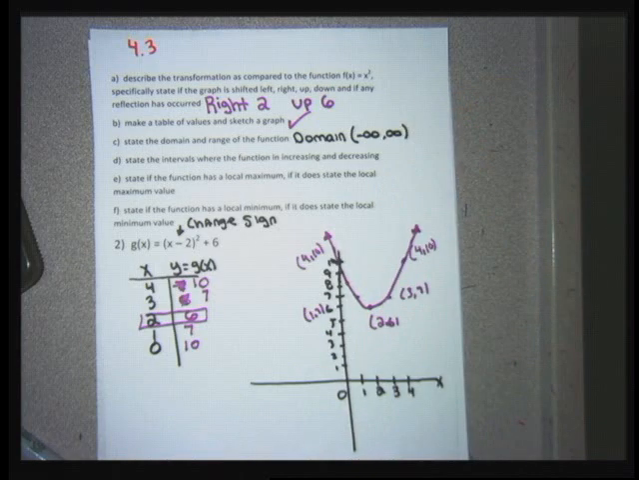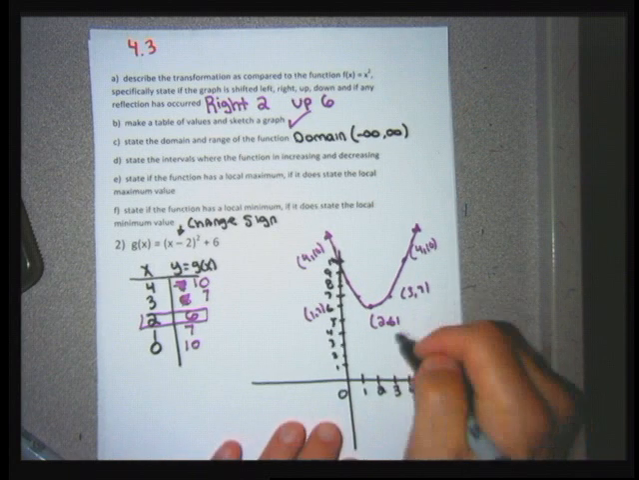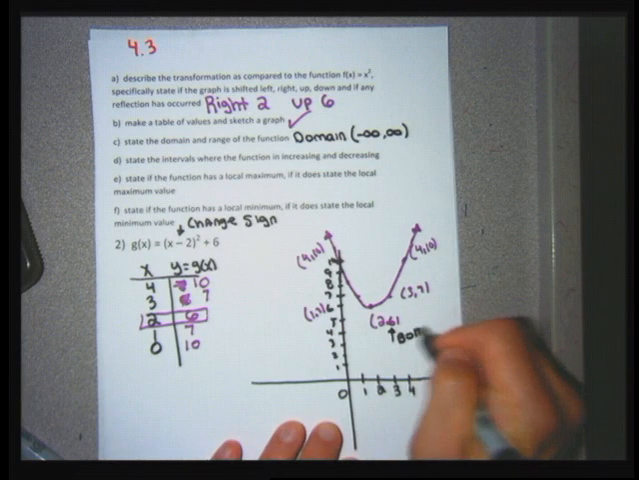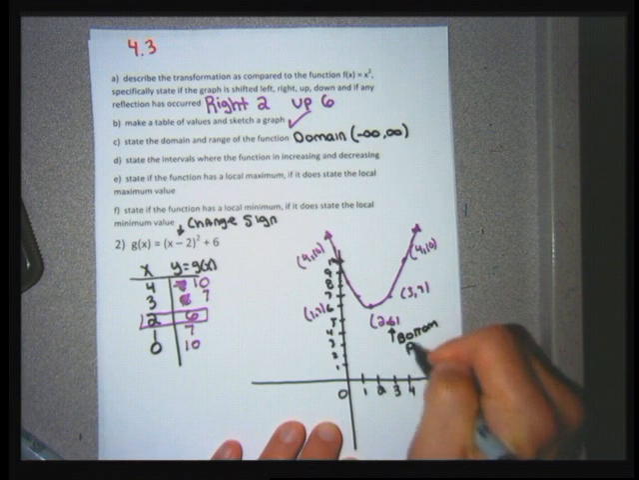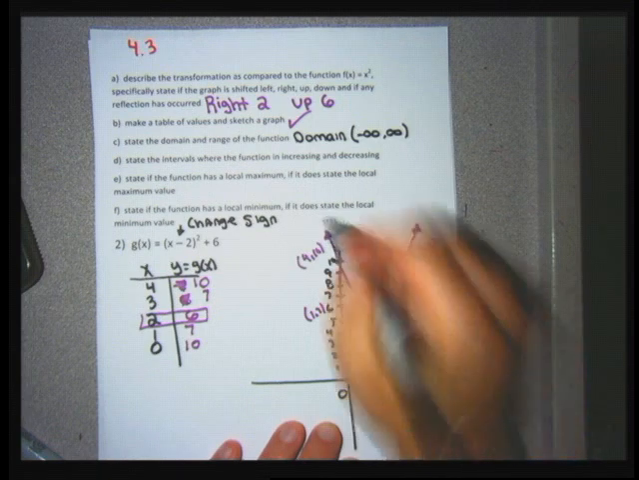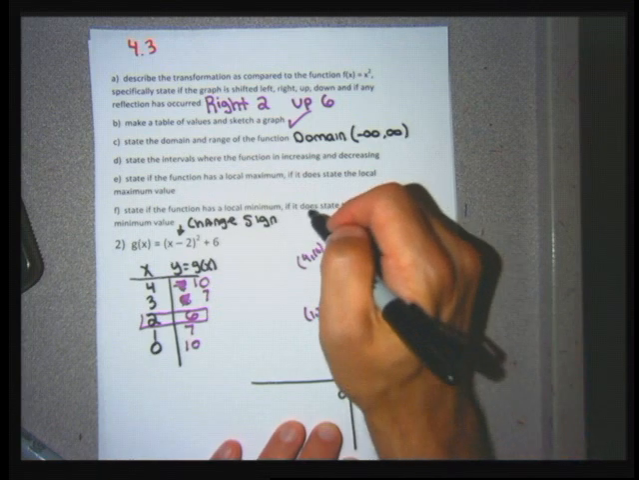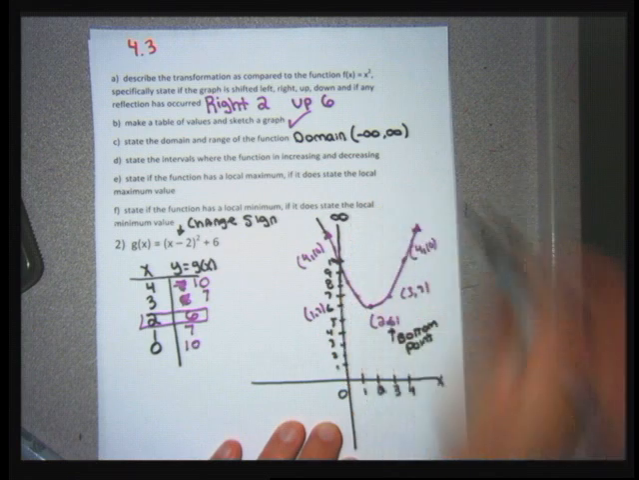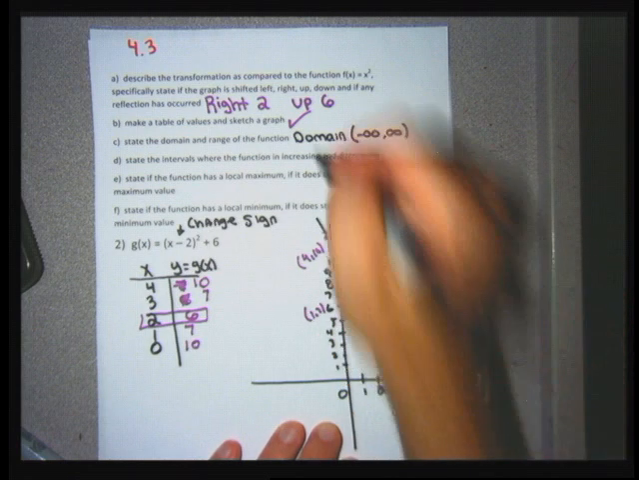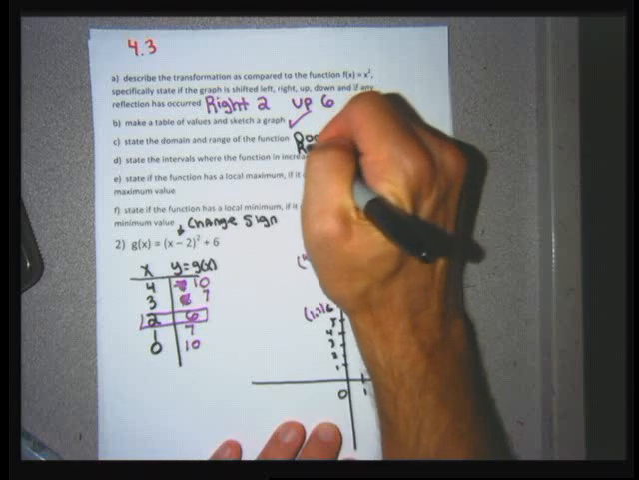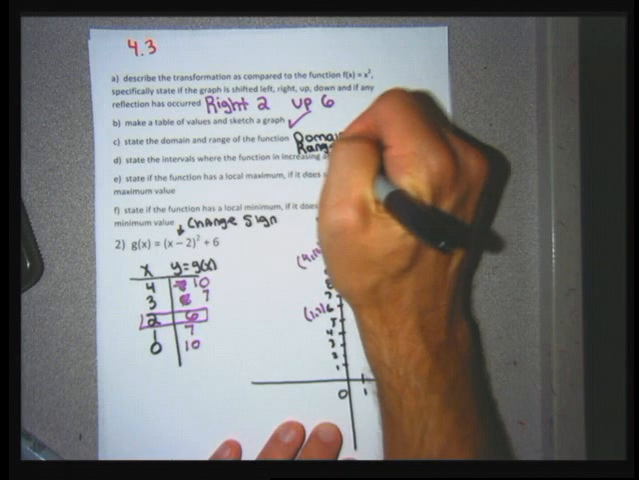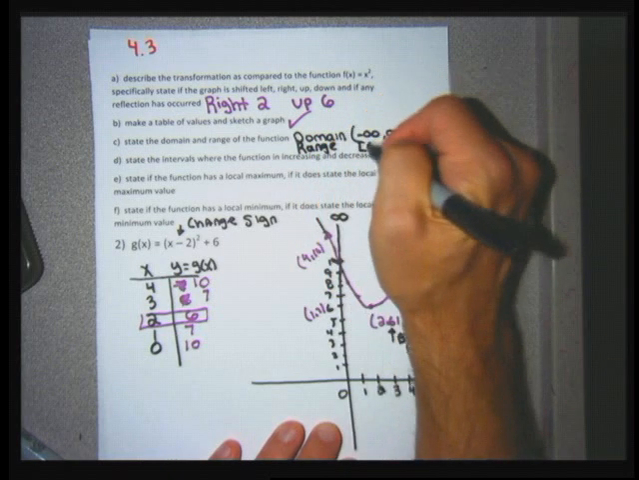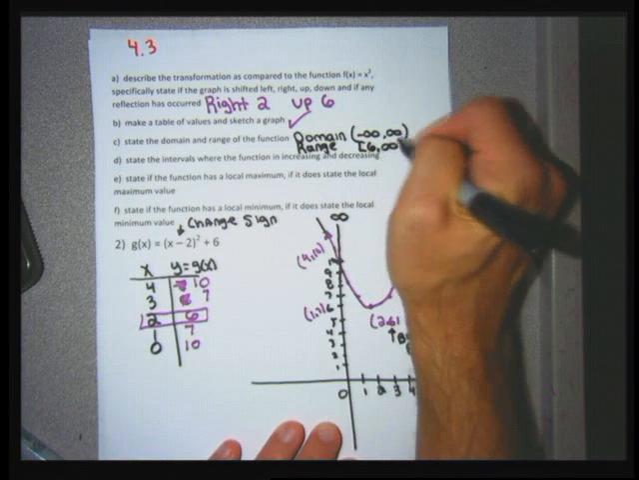The range, though, is a little bit harder. For the range, I need, for this one, the y-coordinate of the bottom point, which is going to be 6. And this graph goes up forever, and the top of the y-axis is at infinity. The y-coordinate of the top of the graph is going to be infinity. So I'm kind of speeding through the domain and range because we've done that a couple times. Square bracket on the 6, round bracket on the infinity.